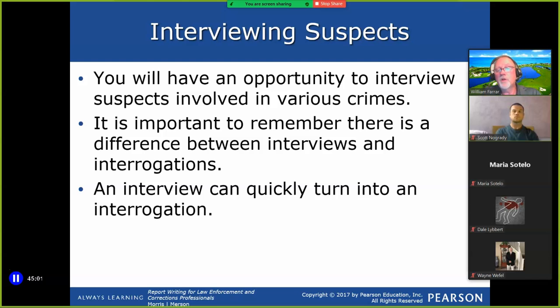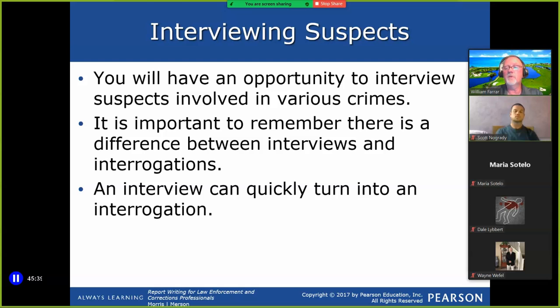Remember, you're going to have an opportunity to interview a suspect involved in all different types of crimes. It's not just burglaries and robberies. It's going to be a bunch of different things. It's important to remember there's a difference between an interview and an interrogation. An interview is typically with a witness, a victim, an RP, etc. An interrogation is a little bit more accusatory. It's usually geared more towards a suspect. But also understand that an interview can turn into an interrogation.